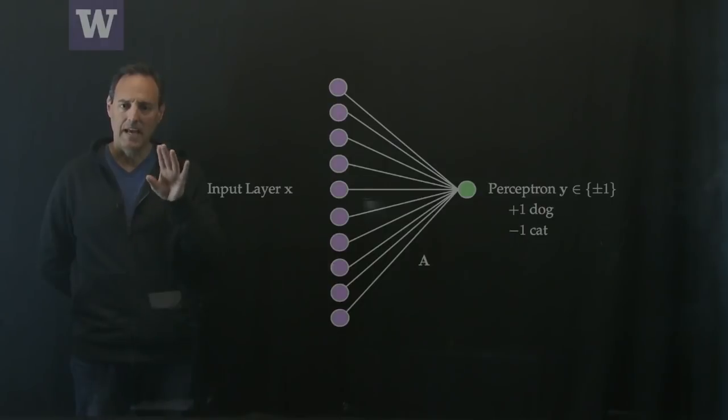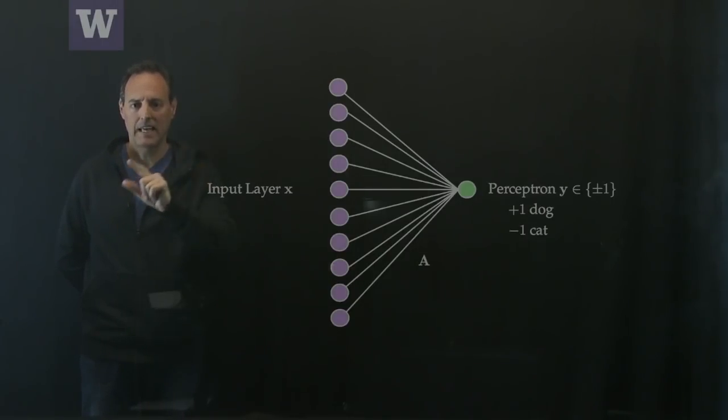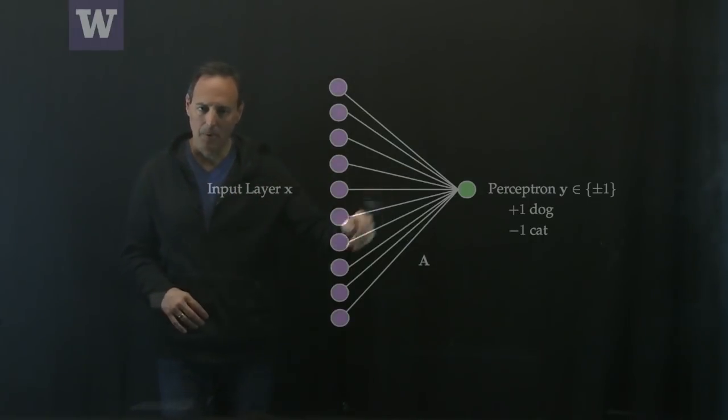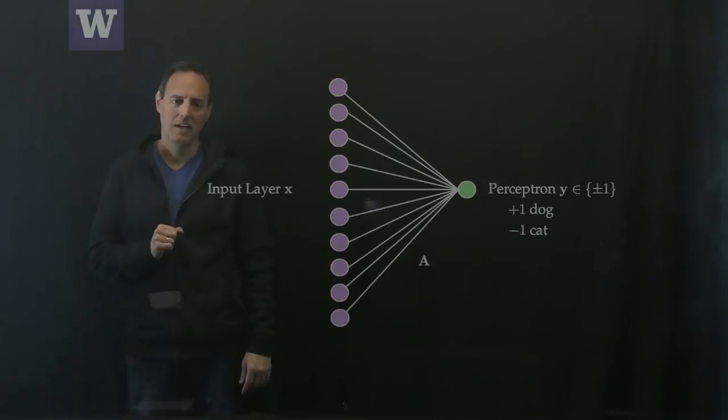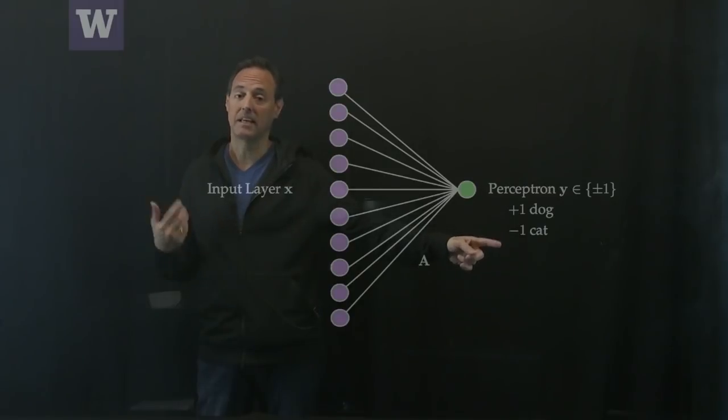And my task here is I'm going to give you images of dogs and cats for the input, and the output is a single number, and if it's a +1, that's ideally what I'd like it to be. I'd like it to be a dog.